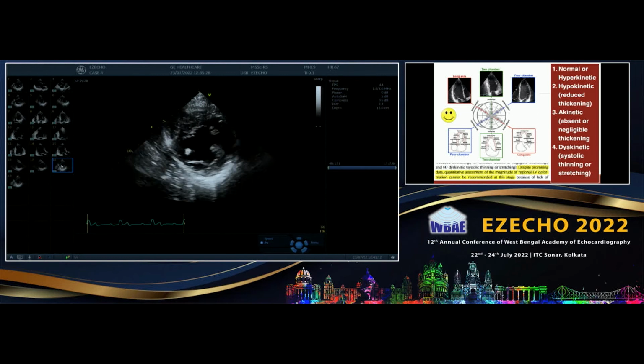And in a certain percentage of cases, you can actually see that this is dyskinetic. There was a part of aneurysm also. Anything which is dyskinetic is non-viable. Okay, it is non-viable definitely. Number 11 is aneurysm.